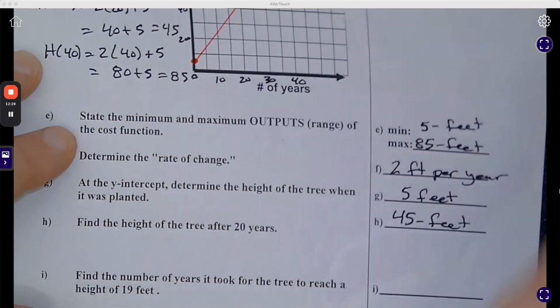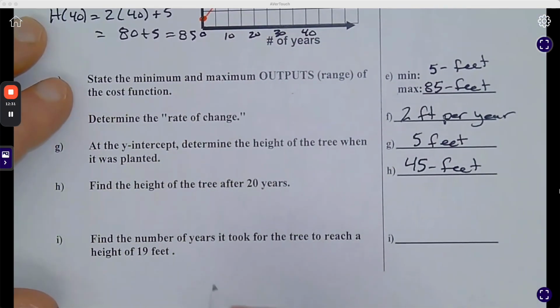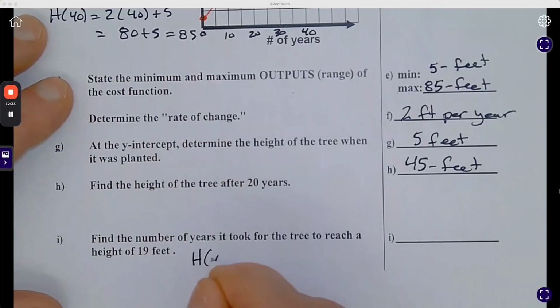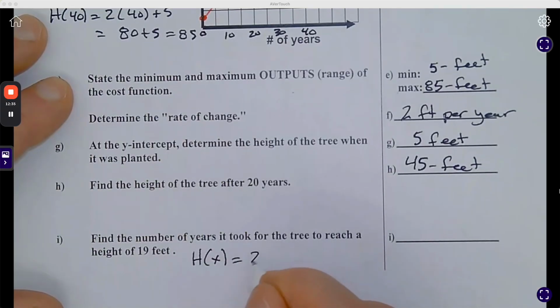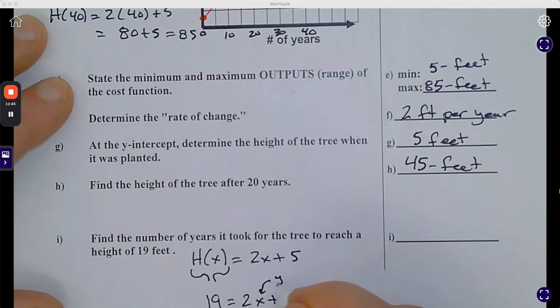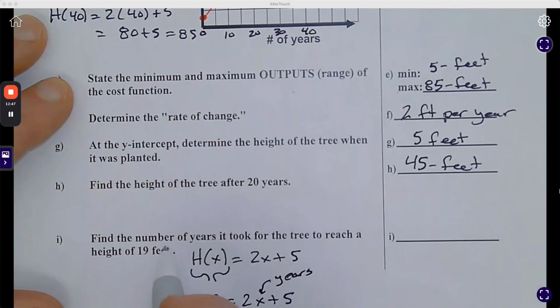Find the number of years it took for the tree to reach a height of 19 feet. Oh, that's tricky. Okay, so here's our function. Right, this represents the height. So I'm going to let that be 19 and solve it for my input, which is years, because that's what they're asking for. Find the number of years.